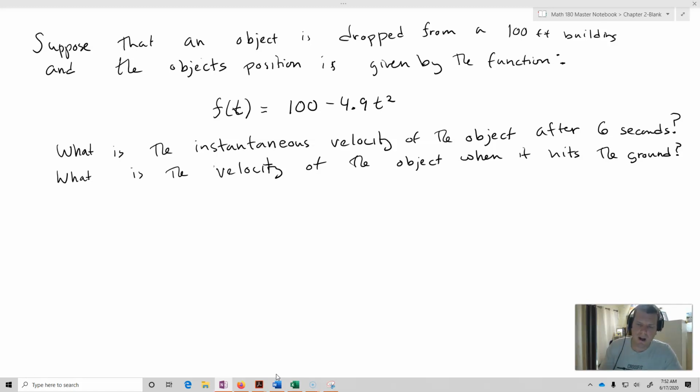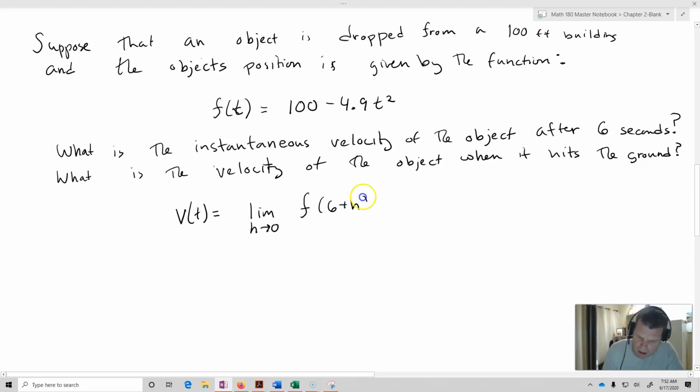All right. Well, let's start out and we'll say, okay, we have an equation for the instantaneous velocity. We'll call it v, or v of t, and it is going to equal the limit as h approaches 0 of, in this case, f of 6 plus h minus f of 6 divided by h, right? Because we just want to see as h goes to 0. So we're going to have to find f of 6 plus h and f of 6.